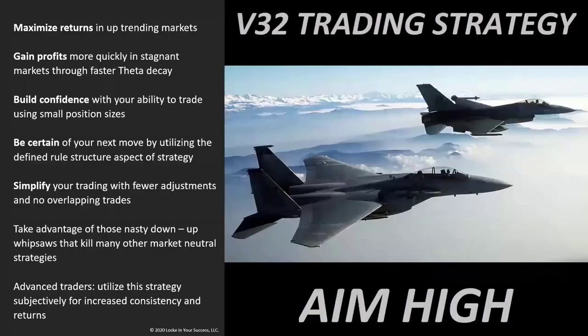All right, so that is a great overview of the V32 trading strategy. We use these strategies to maximize our returns in uptrending markets, and to gain profits more quickly in stagnant markets through faster theta decay, because we're closer to expiration than we are with a lot of income type strategies. I like the fact that we can trade it in a small size, so we can build our confidence while trading maybe $35,000 or $7,000, rather than trying to trade a very large position where you have psychological issues because of potential losses.